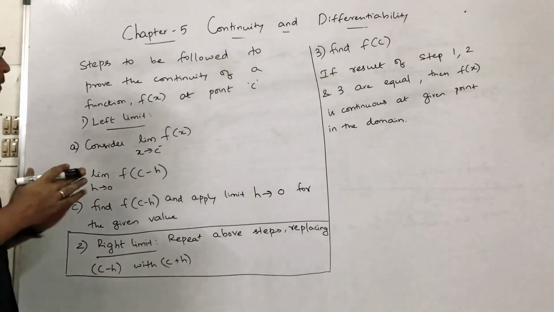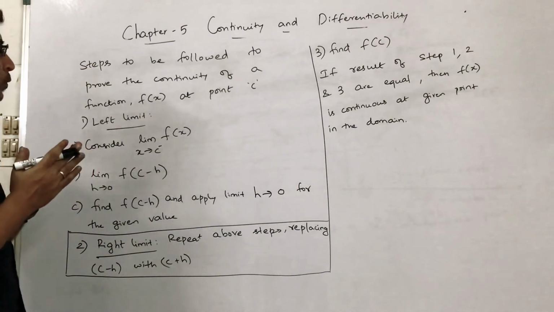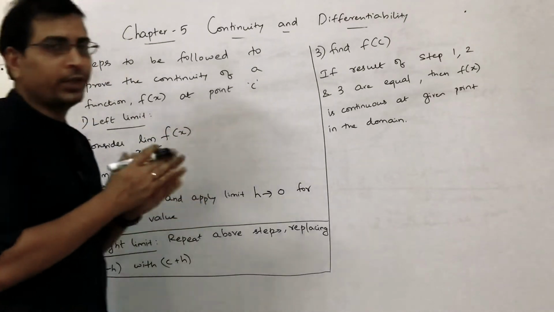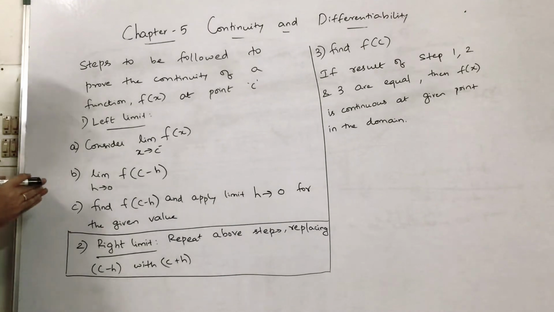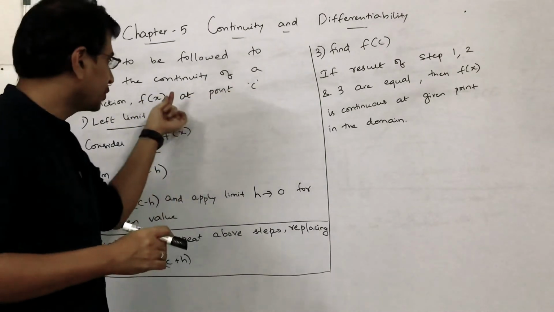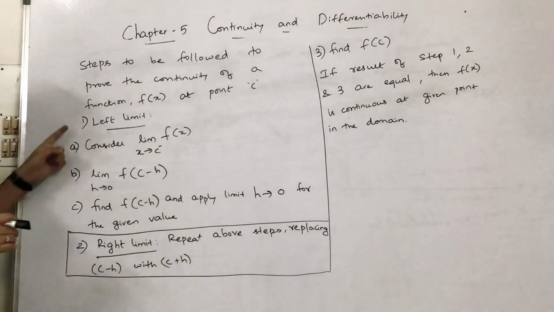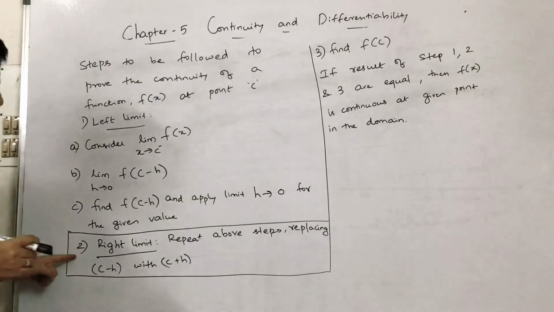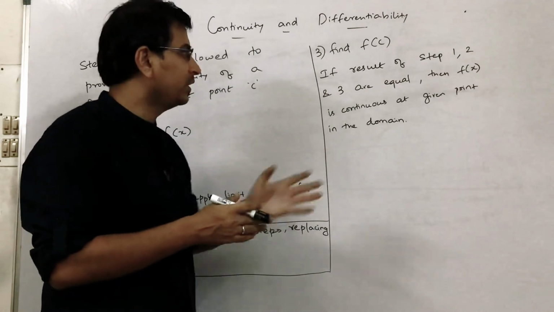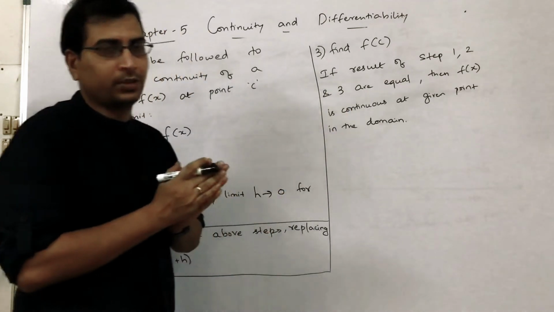Now let's see what are the steps to be followed to prove that a function f of x is continuous at a given point C. As I told you previously, if there is a point C in the domain of the given function f of x, then if its left limit, its right limit and the function value all three match, then we say that the given function is continuous at that point.